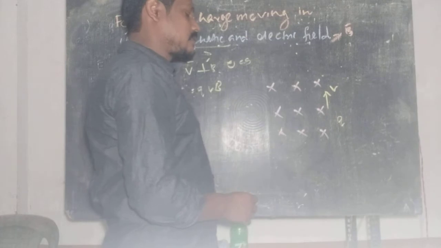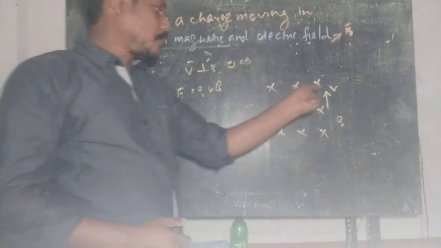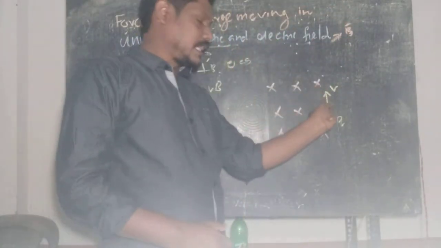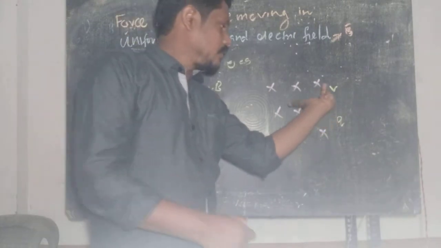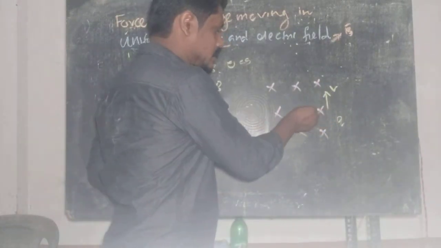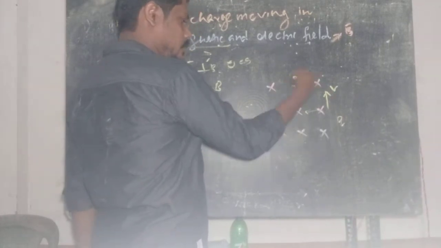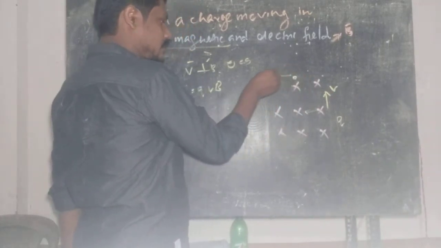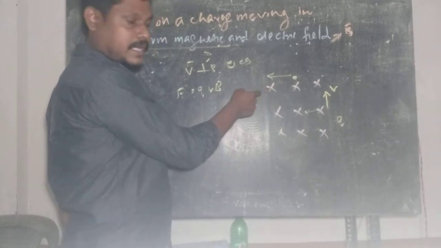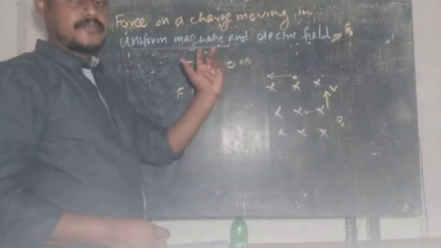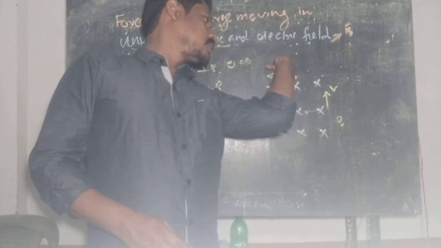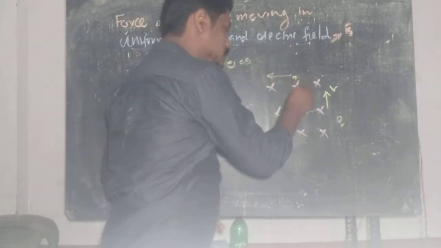So what is the direction of that force? Using left hand rule, magnetic field into the plane of the board, velocity along this direction, so force is along this direction. Now this particle is moving and let it reach here. Now again its velocity is like this, perpendicular to the direction of magnetic field. So what is the direction of force? Magnetic field into the plane, velocity along this direction, so the force is like this.